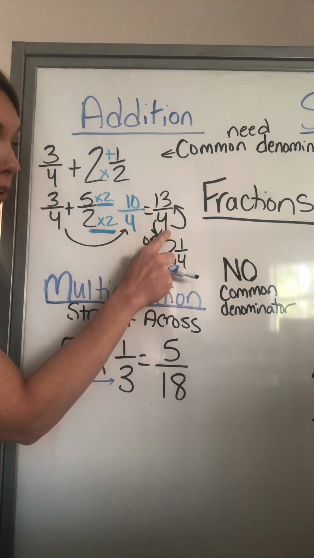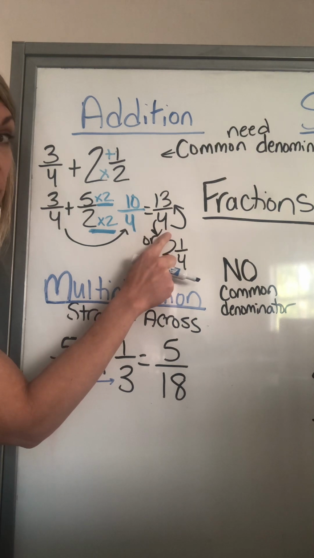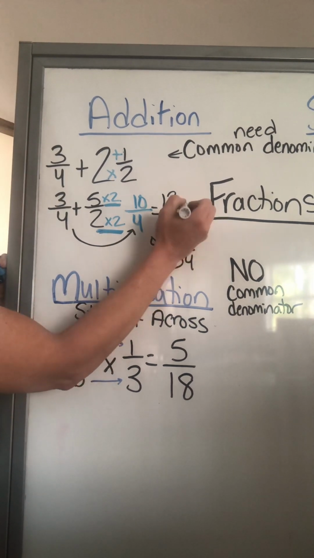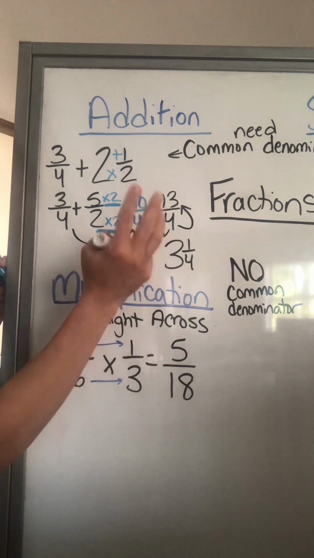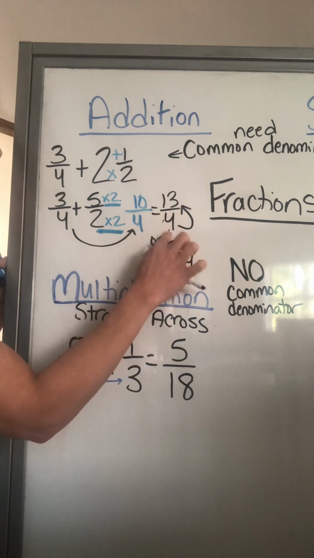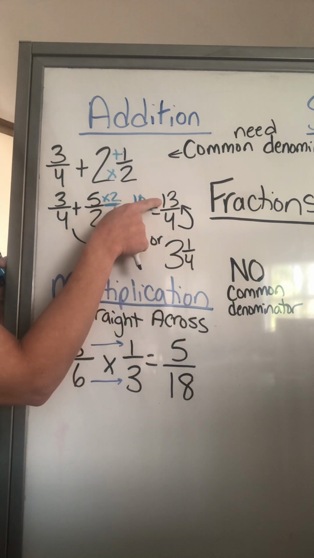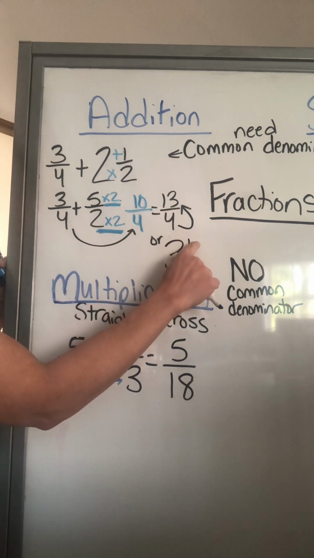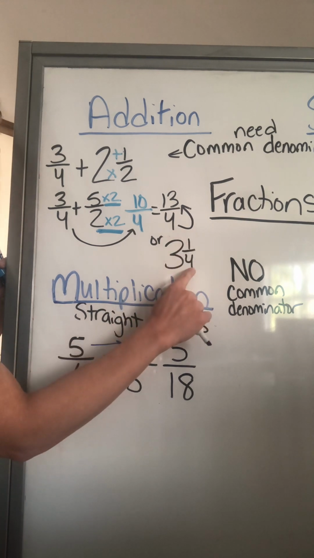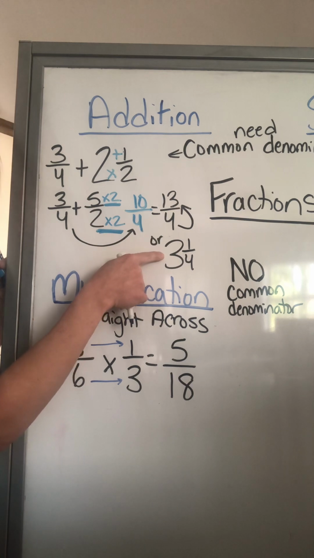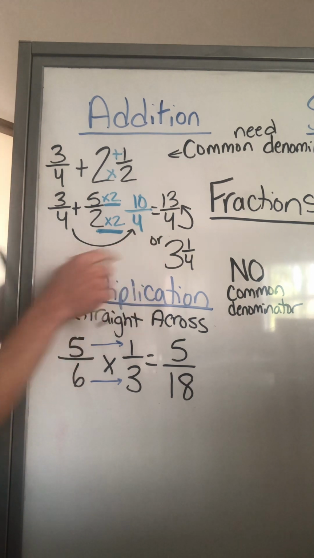Now, can we ever leave a smaller number at the bottom of our fraction? No, we can't. So we've got to see how many times 4 goes into 13. It goes 3 times because 4 times 3 is 12, but that leaves 1 left over, a remainder of 1, and that remainder goes on top, and you still keep that common denominator. So 13/4 becomes 3 1/4. All right, that is addition.